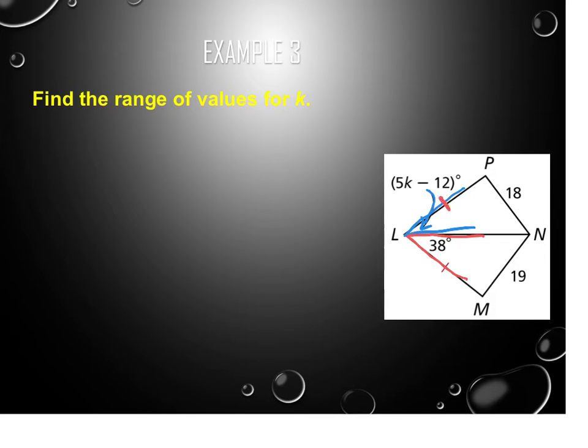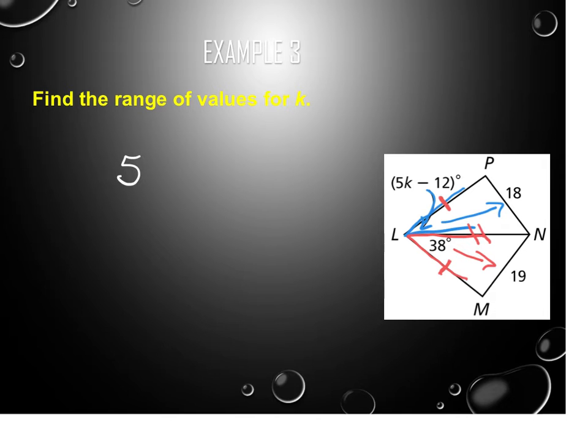Because remember, you need two pairs of congruent sides. I have these two shown as congruent, and then I have the reflexive side. So now, looking at this, I have to decide which one's bigger, the 38 or the 5K minus 12. The way I can decide that is to look at the side across. Across from the 5K minus 12 is 18, but across from the 38 is the 19. So that tells me that out of those two angles, the blue and the red one, 38 is the bigger angle. So to get the values of K, I'm going to set up an inequality.